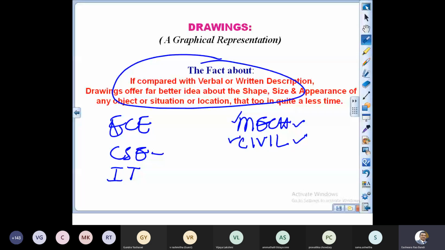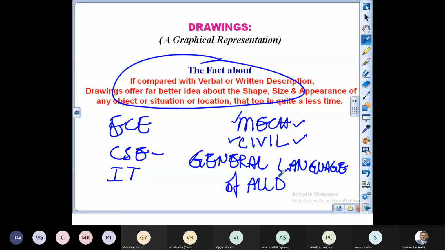And why are we studying this engineering drawing or engineering graphics? This is the general language of all engineers. Keep it in mind. This is the general language of all engineers. How?